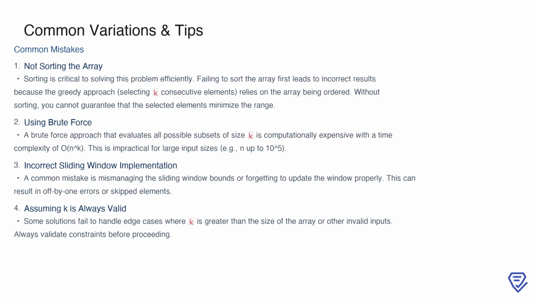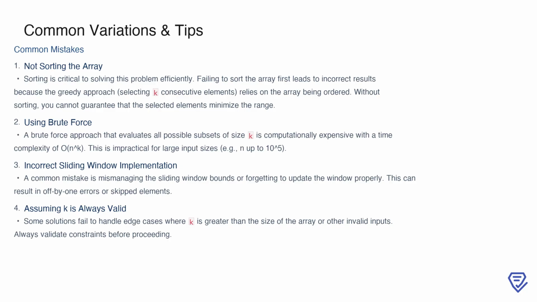Another frequent pitfall is using a brute force approach, which involves evaluating all possible subsets of size k. This method has a time complexity of O(n^k), making it computationally unfeasible for larger inputs, such as arrays with tens of thousands of elements. Additionally, errors are often introduced when implementing the sliding window technique. Mismanaging the bounds or failing to update the window properly can lead to off-by-one errors or skipped elements, which ultimately compromise the solution's correctness. Lastly, always validate that k is a valid input.